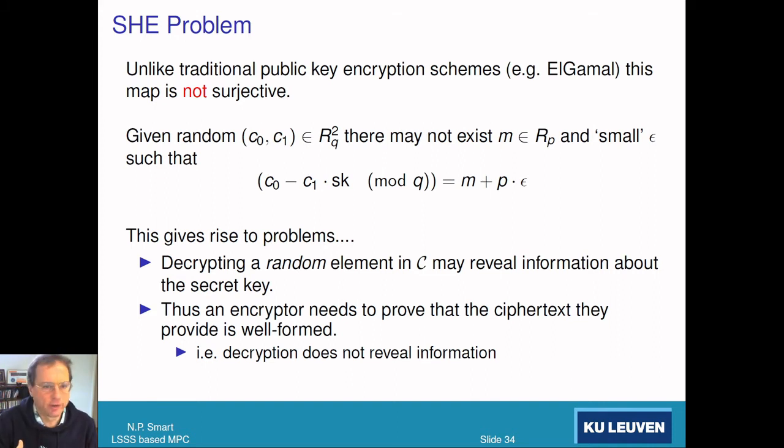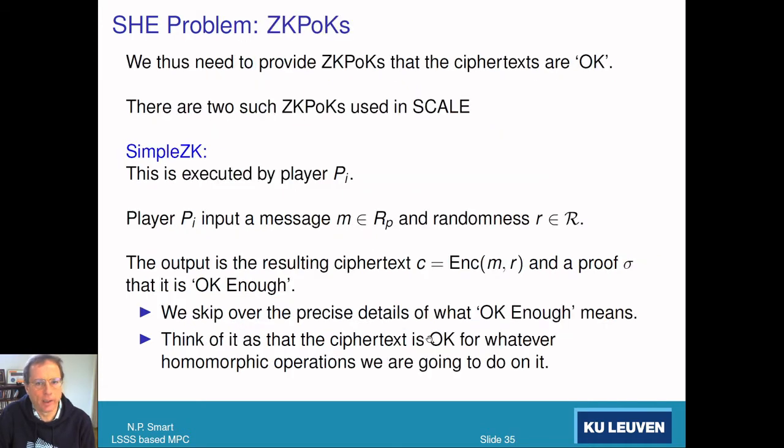So this gives rise to lots of problems. If we just arbitrarily have a random element in C and we decrypt it, this may reveal information about the secret key. We don't know how, but it may. Because of that, an encryptor needs to prove that the ciphertext they're producing is well formed. In other words, that decryption is going to work properly and it won't reveal information about the secret key. Because if it's an invalid ciphertext, it might reveal information, we don't know how, but it might. So that adds a level of complication.